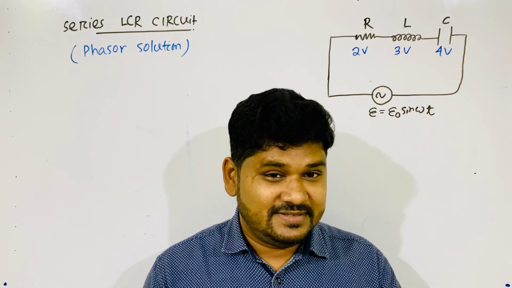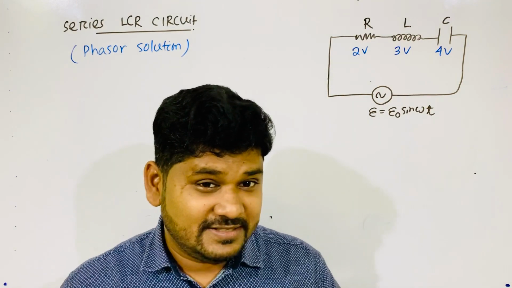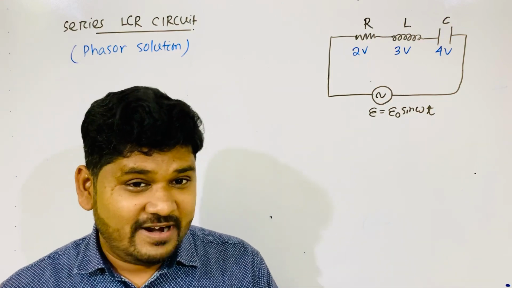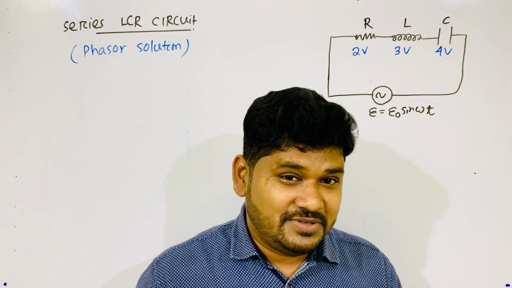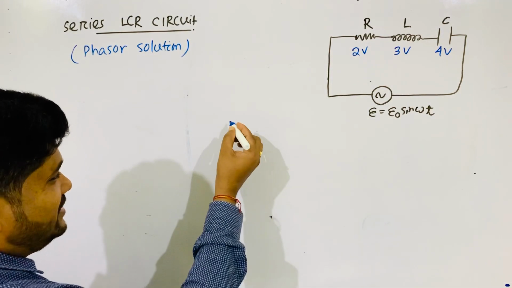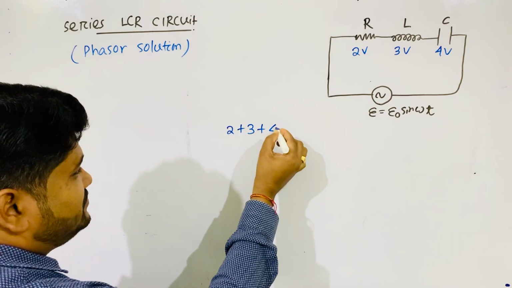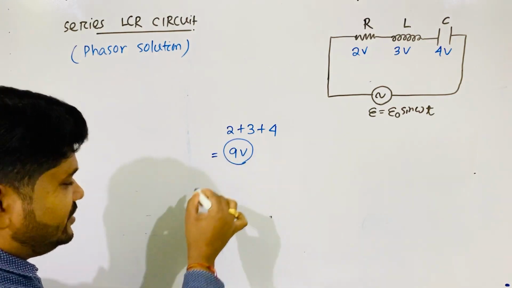Pause the video here and find the answer. Okay, hope now you found the answer. How did you do it? To find the net voltage, you did the voltage 2 plus 3 plus 4. How much did you get? 9 volt you got.